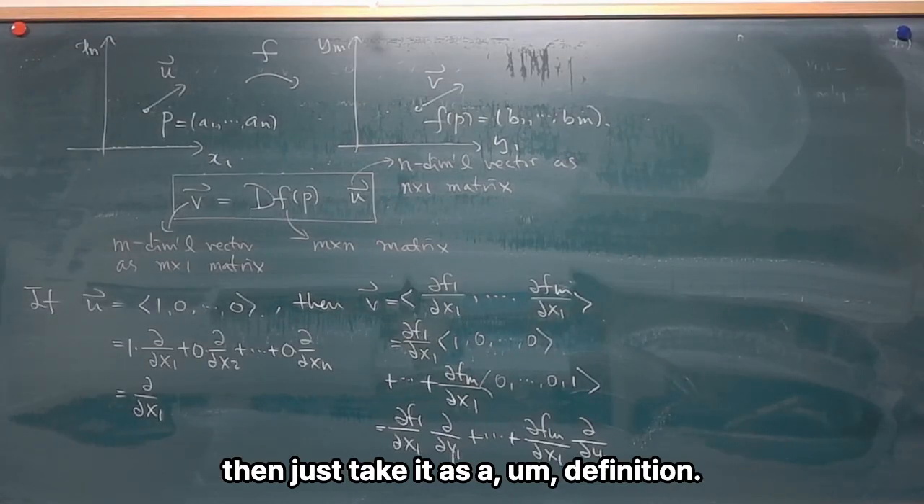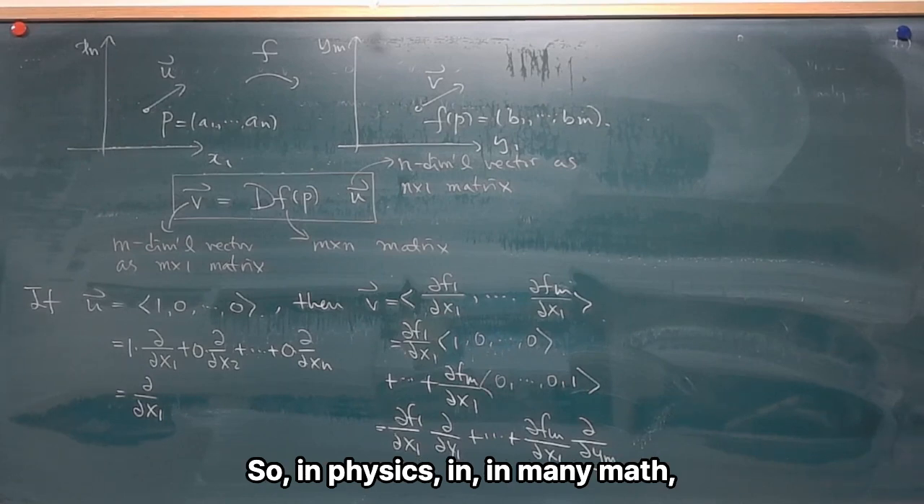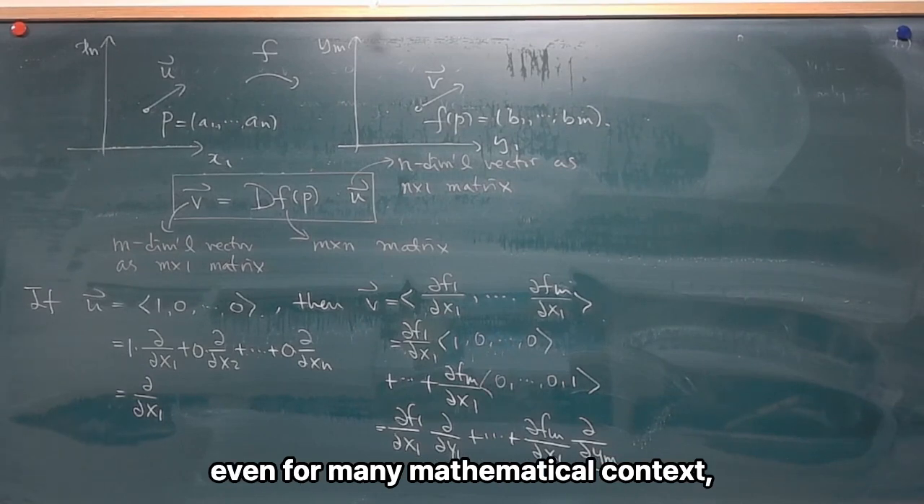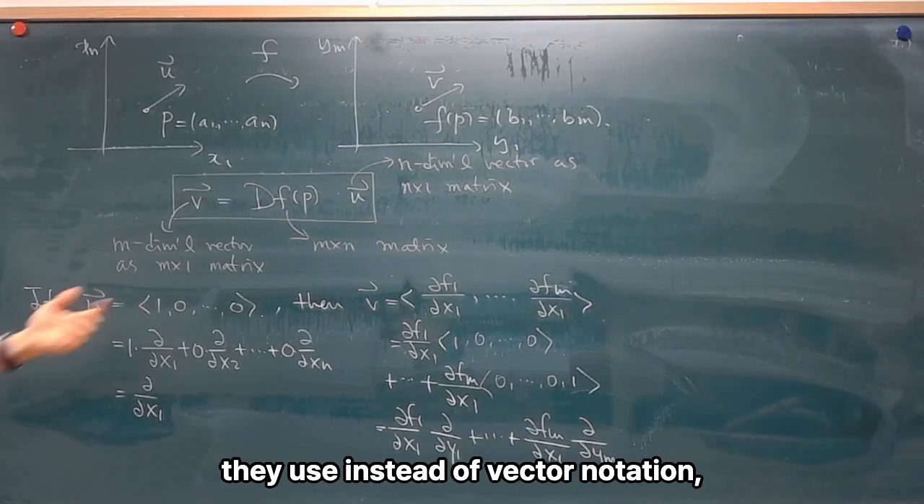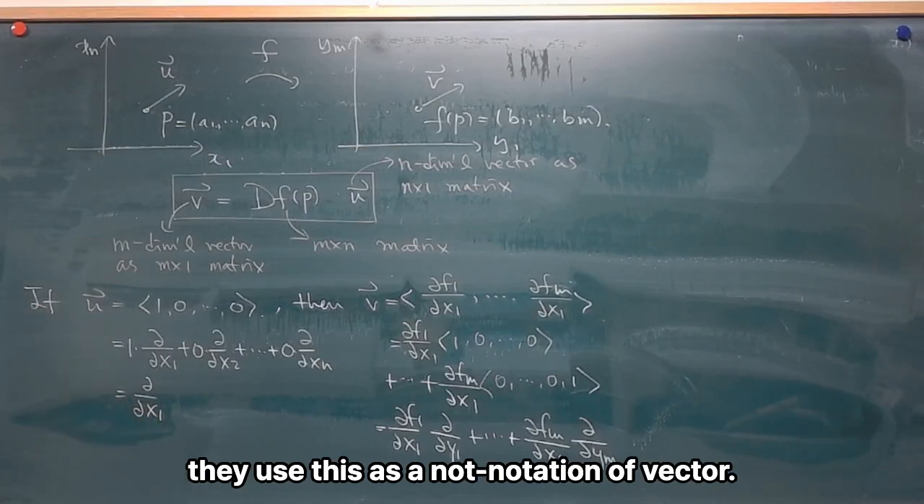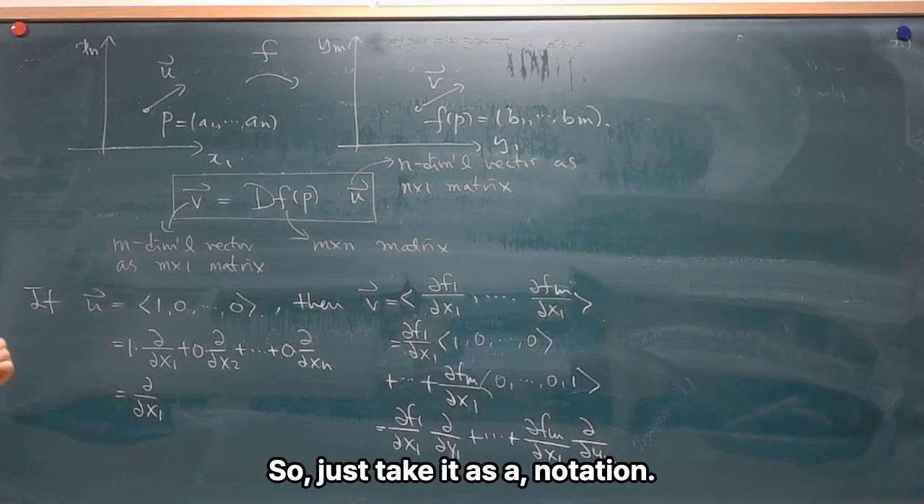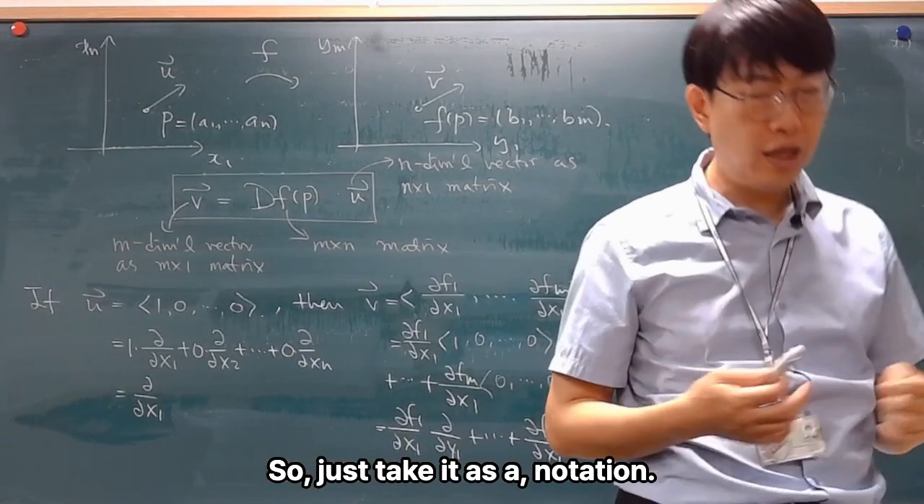If you can't understand this, if intuitively it doesn't make sense, then just take it as a definition. In physics, and even in many mathematical contexts, they use this as a notation of vector instead of the vector notation. So just take it as a notation.